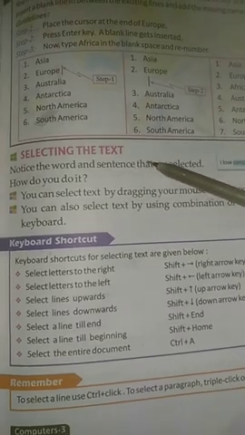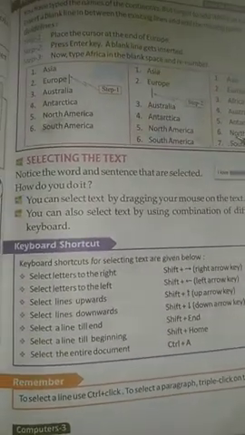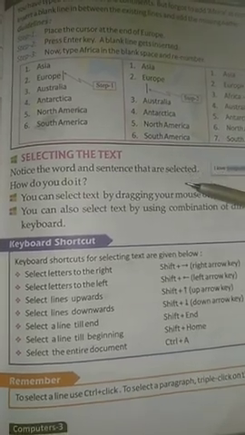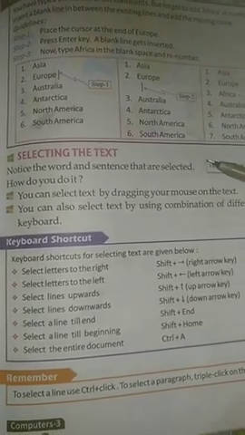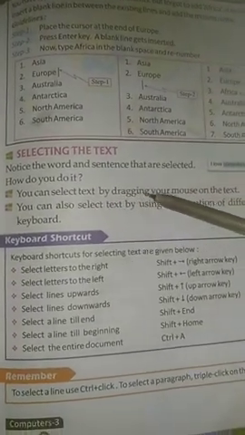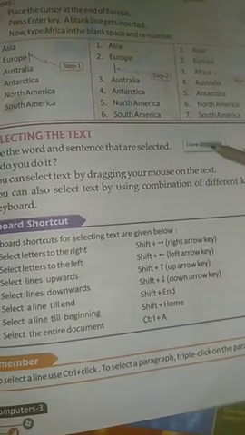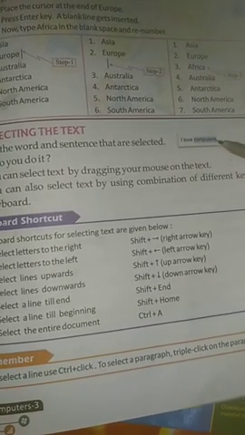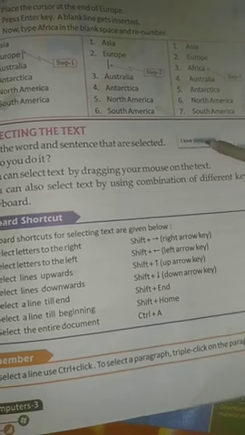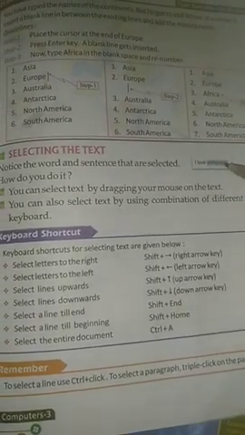Now, selecting the text. How can you select your text in a computer? How do you select words and sentences? You can select text by dragging your mouse over the text. If you want to select this text, like computers, then you have to put your mouse here and drag over this text, then it will be selected.